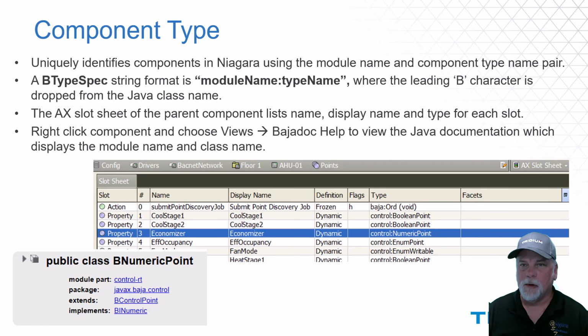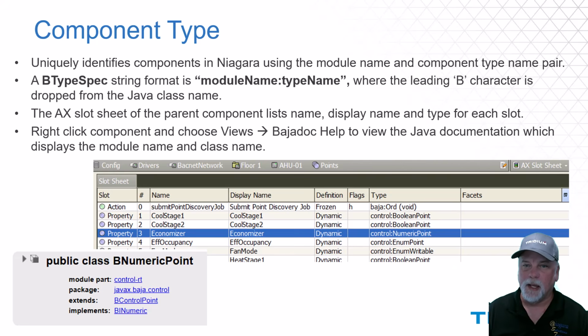In the Niagara framework, we have something that's referred to as component types, and this indicates the type spec of the component. A type spec is made up of two pieces of information, the module name and the type name. And the type name is the same as the Java class name, with the exception of dropping the leading B character. There are a couple of different ways that we can figure out what the type spec or type is of a component in the station.